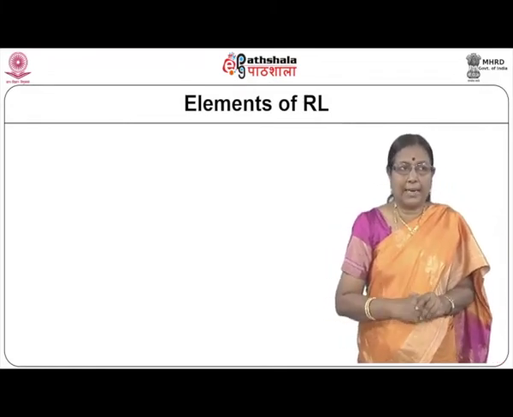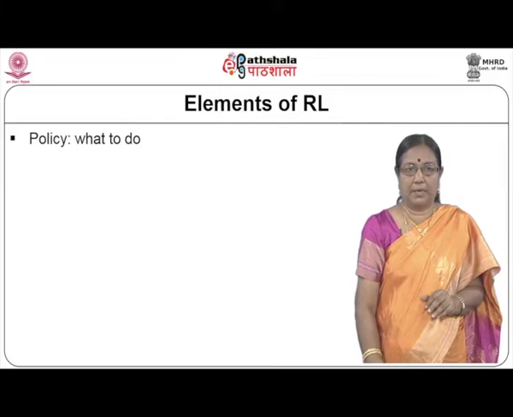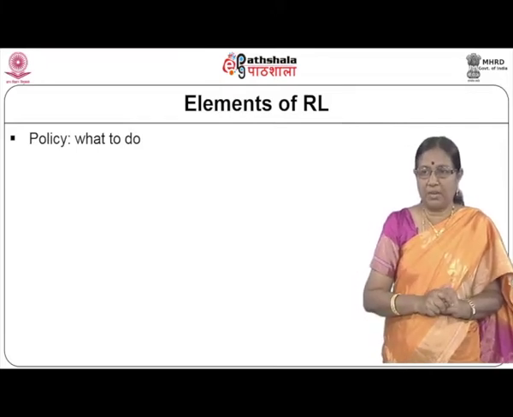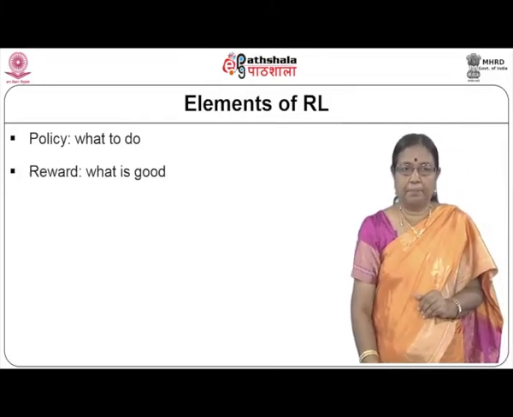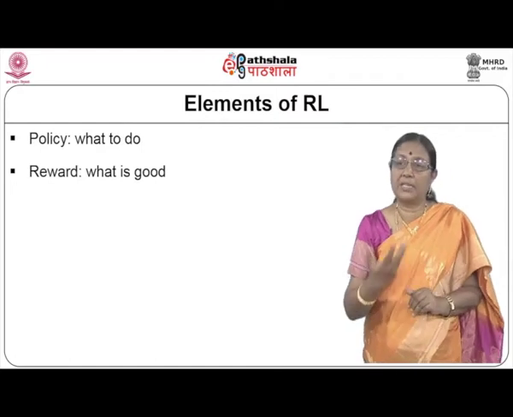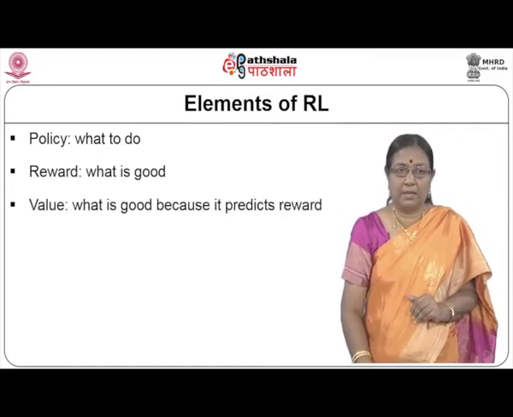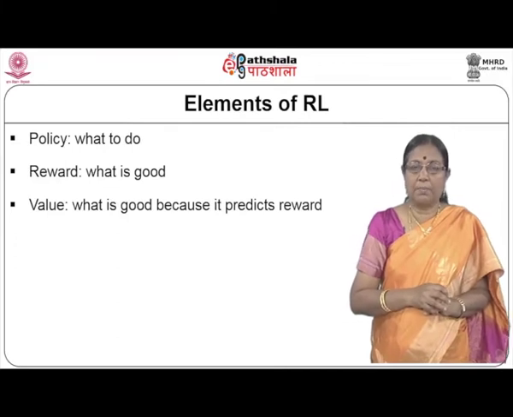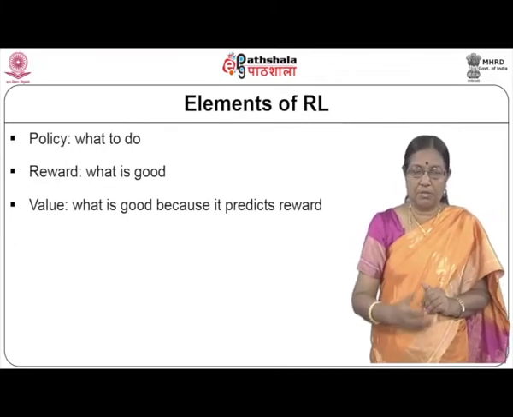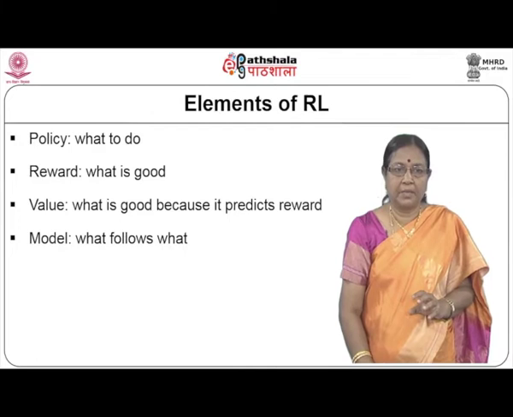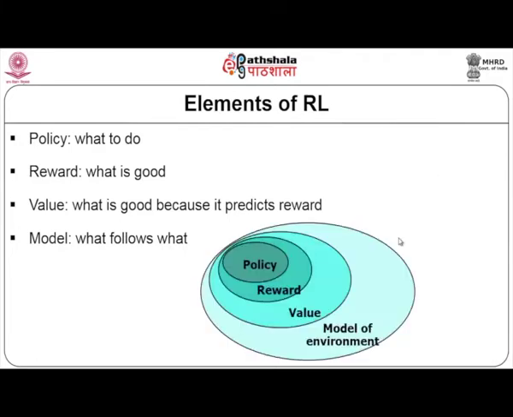Now, let us look at the elements of reinforcement learning. The first is the policy, what to do, that you have to decide. Then reward, what you consider as good, that you have to decide. Value, what is good because it predicts reward, that also you have to give a value for. Model, what follows what. So, you have a policy, what to do, a reward, what is good, a value for that goodness so that you can predict, and a model of the environment. These are the basic elements of reinforcement learning.